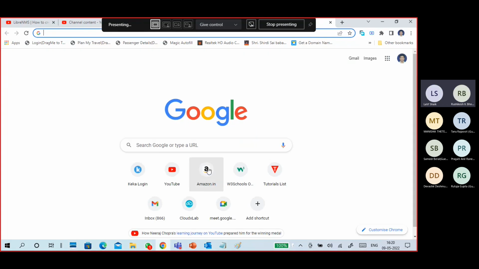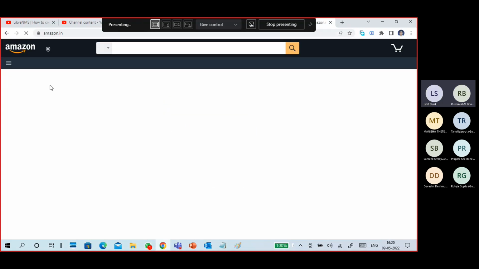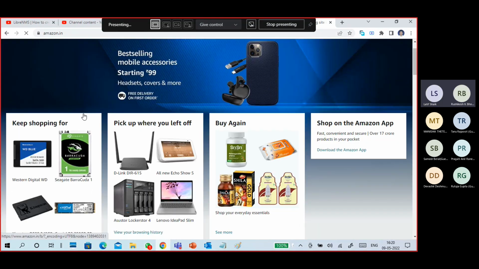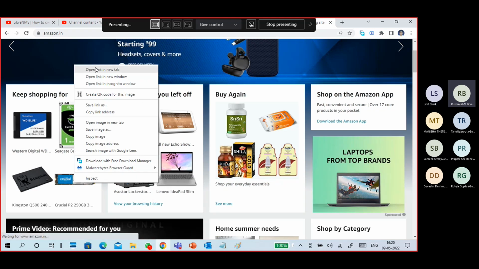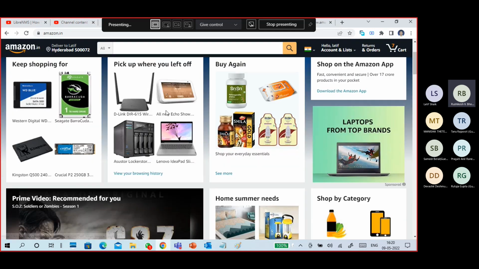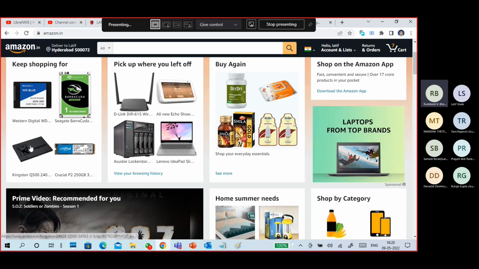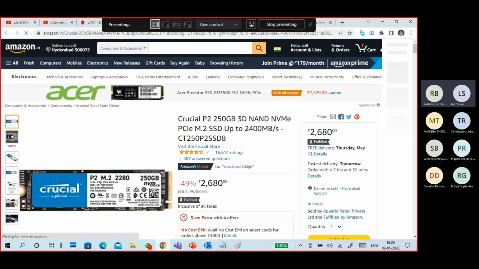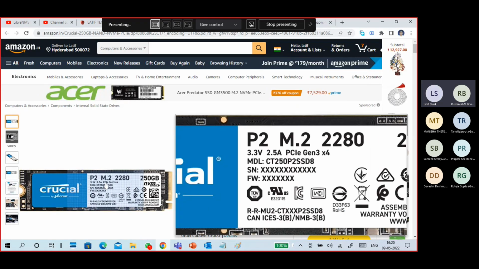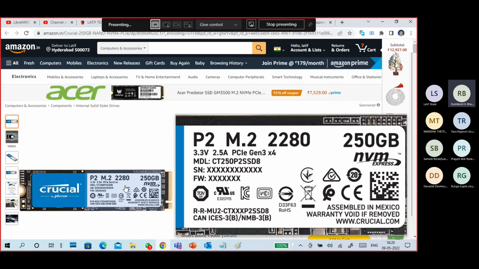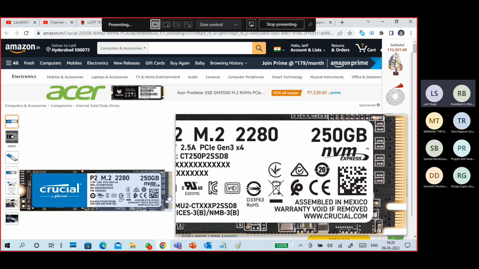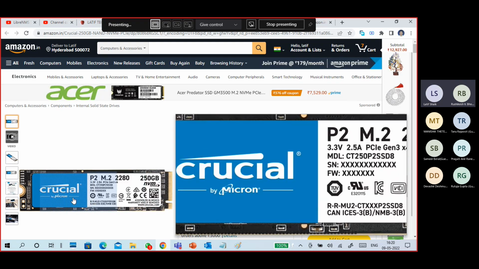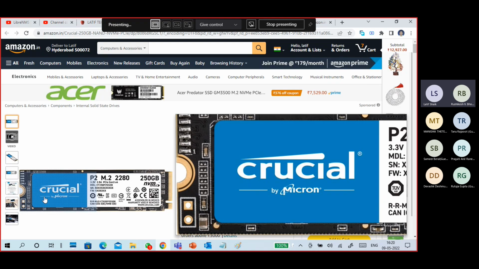Go to Flipkart or Amazon. There you can find this SSD kind of stuff. Here it is. Look here. See, it is NVMe M.2. It looks like this one. See, it is a 250 GB NVMe thing.